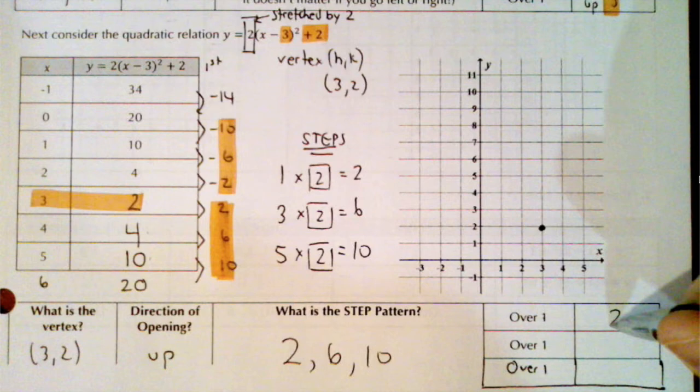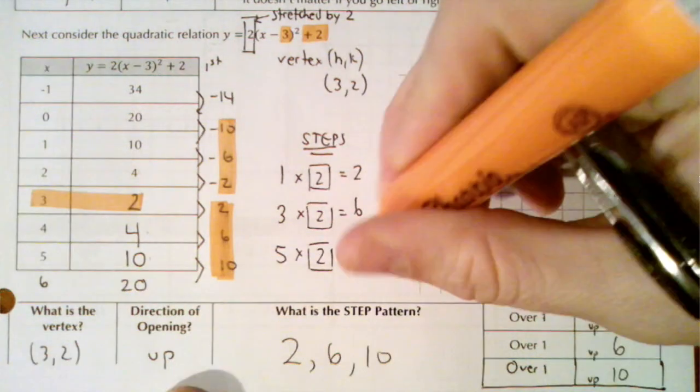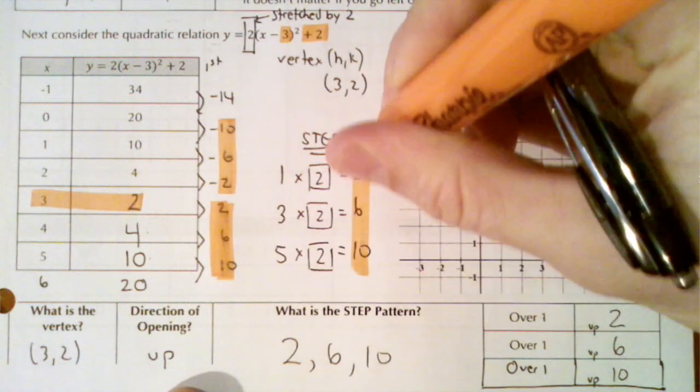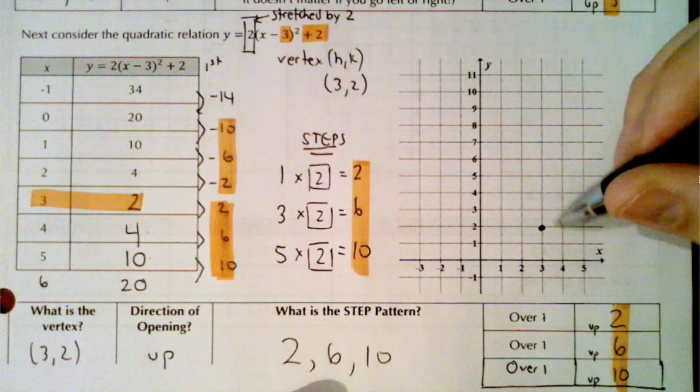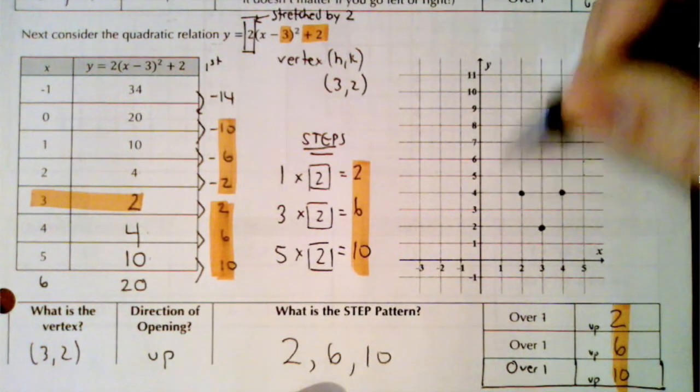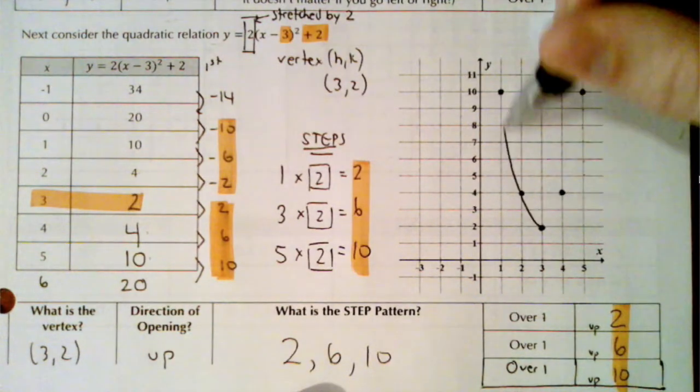So let's do that. From our vertex, go over 1 up 2. That gets us to our next point. Over 1 up 6, and we're out of room. We can't get any more on the graph. So back to the vertex, over to the left and up 2. Over 1 more and up 6. And there we have a parabola.